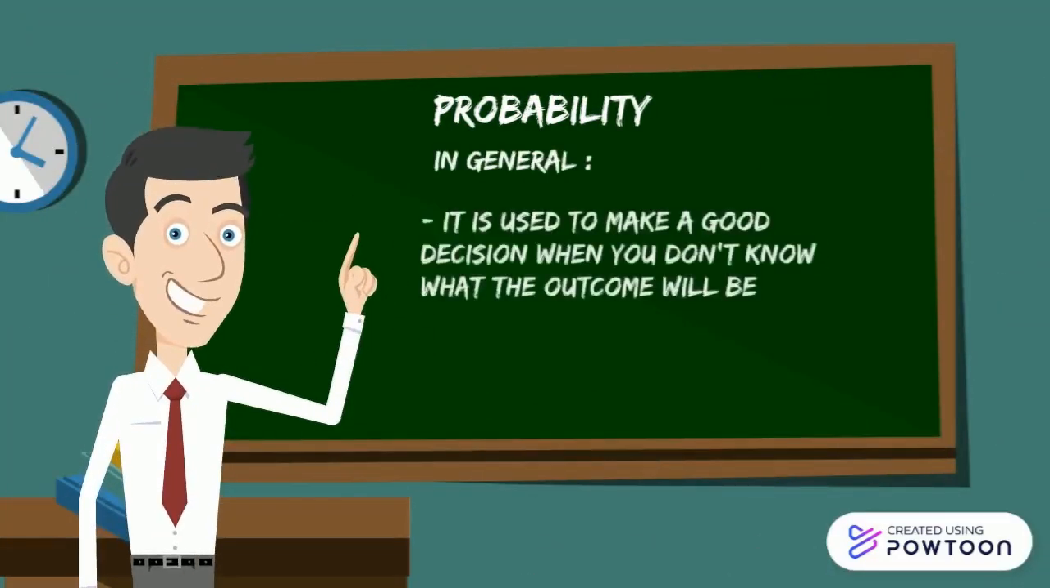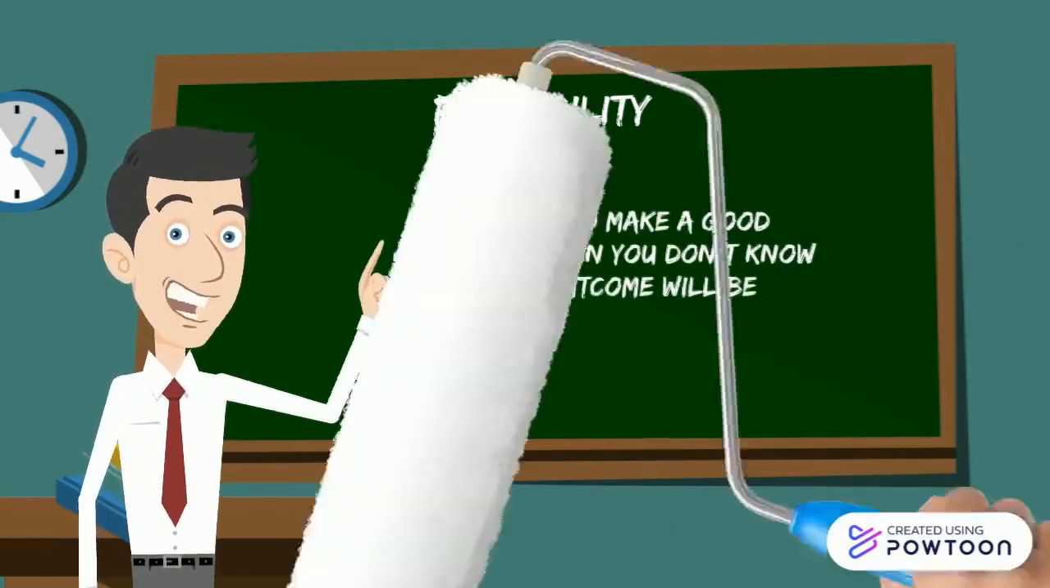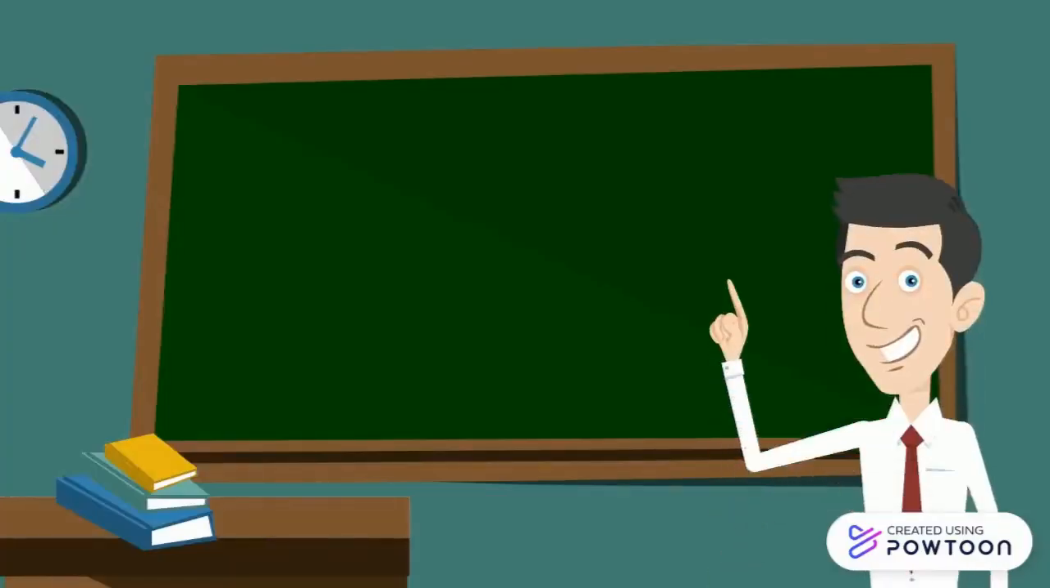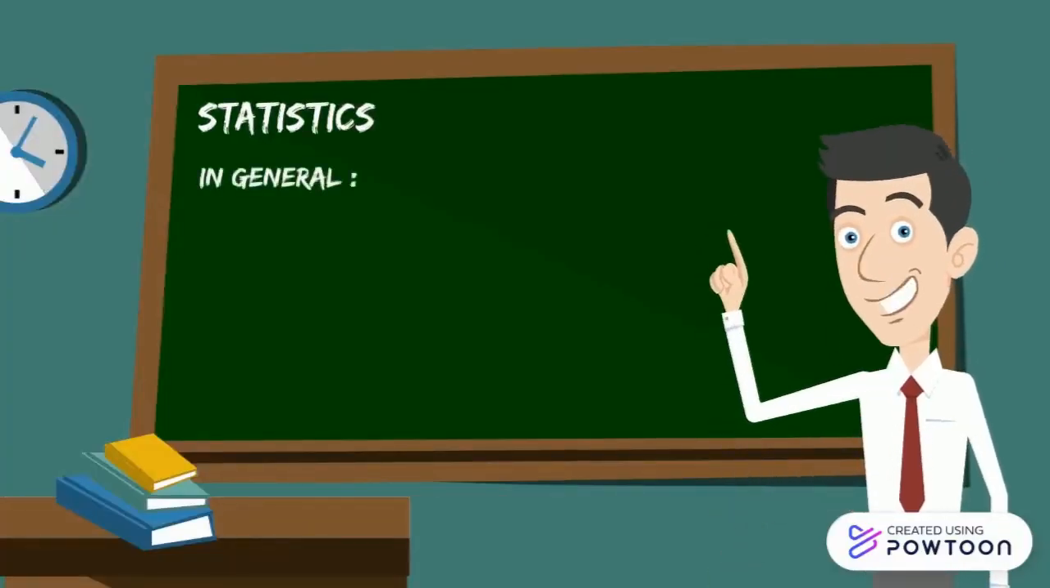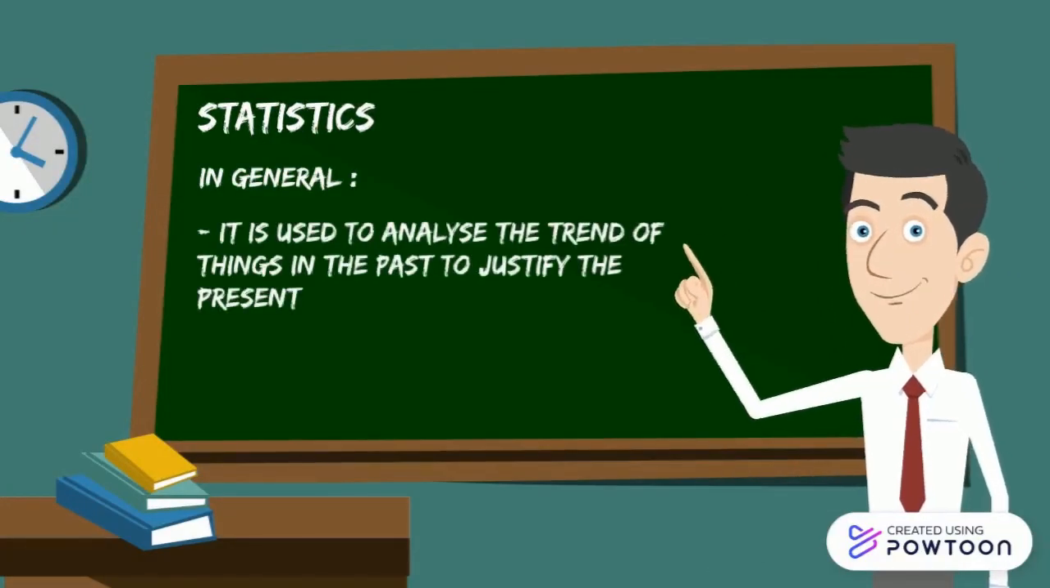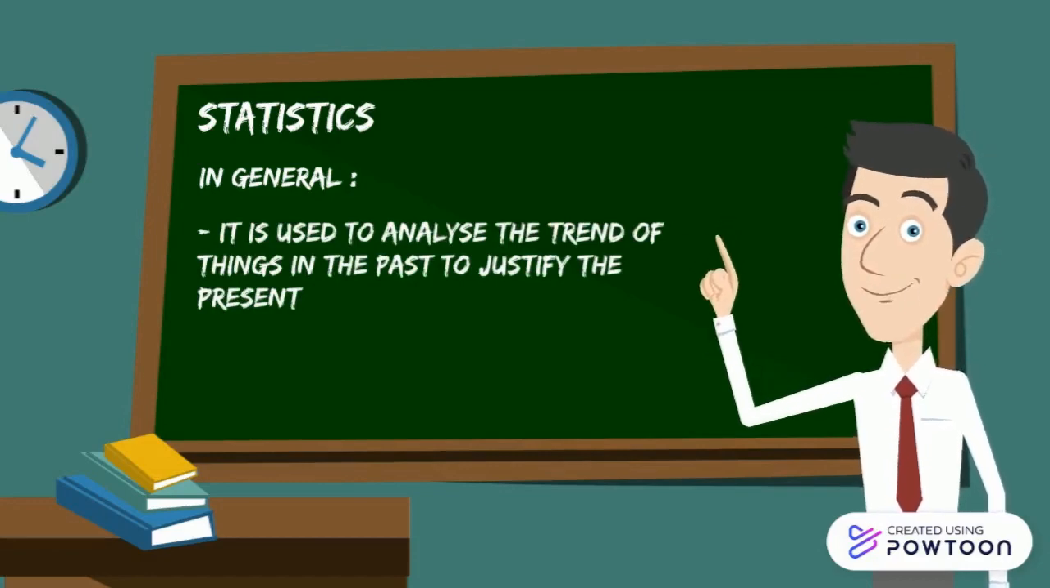Probability. In general, it is used to make a good decision when you don't know what the outcome will be. Statistics. In general, it is used to analyze the trend of things in the past to justify the present.